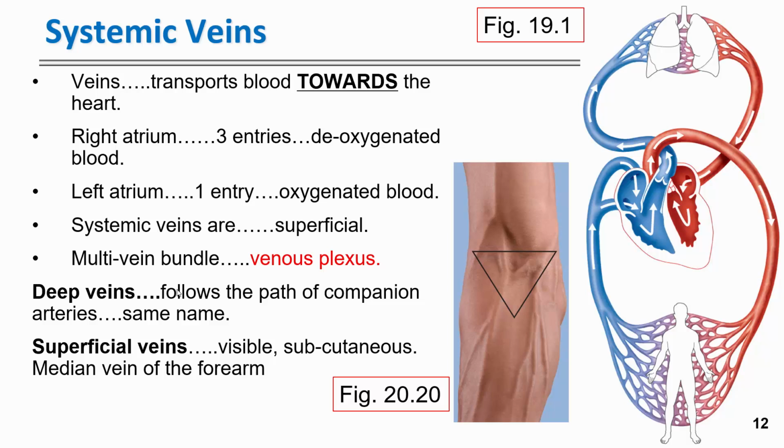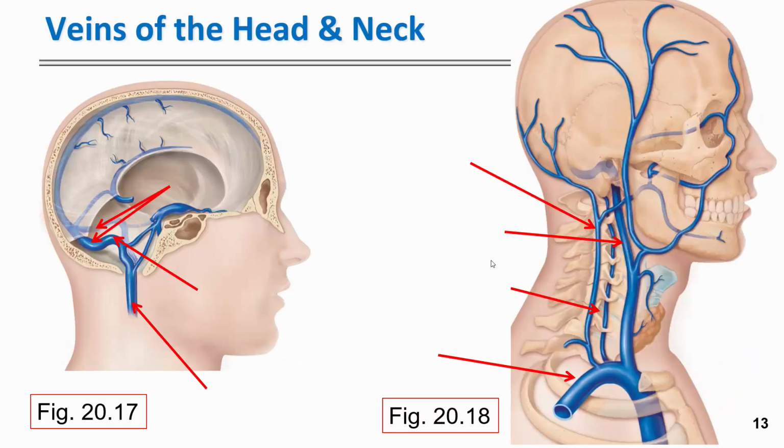It's the superficial veins, as you can see in this picture, that are visible and subcutaneous, so just underneath the skin. One example is the median vein of the forearm, which is quite visible, in addition to a number of the other veins in the forearm.